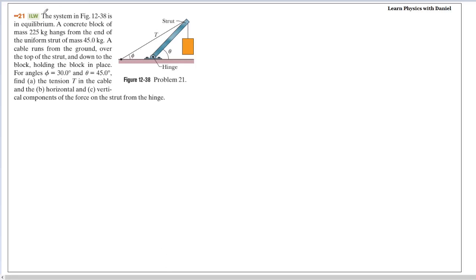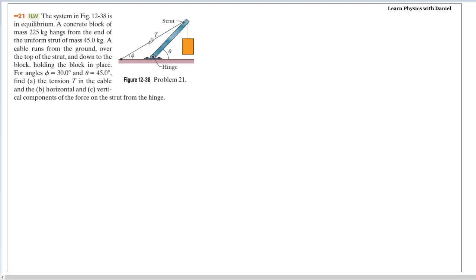Alright, today we will be doing problem number 21 in chapter 12 talking about static equilibrium. So in our problem we see that we have a cable that runs over a strut and holds this concrete block. So let's label the forces on this diagram as we should always do with static equilibrium problems.